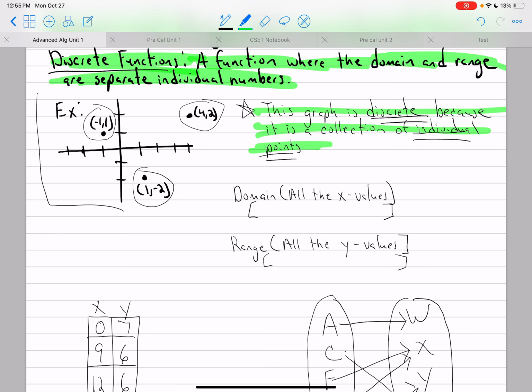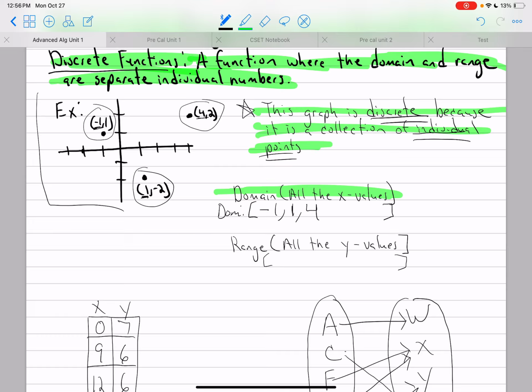So if I asked you the domain of this graph, it basically is just, well, what are all the x values? So I'd have this one where the domain x is -1. We have a domain x is 1. That's this one right here. And the domain of 4. So it's -1, 1, and 4.